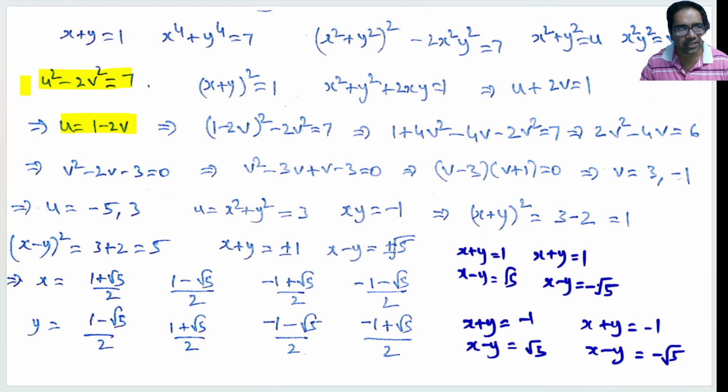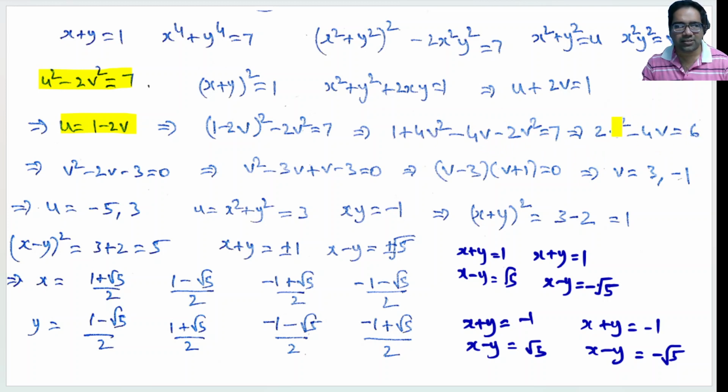Now let's substitute u equals 1 minus 2v into the second equation. u square is (1 minus 2v) square, minus 2v square equals 7. Let's expand this: 1 plus 4v square minus 2 times 2v, which is minus 4v, minus 2v square equals 7. This becomes 4v square minus 2v square, which is 2v square, minus 4v equals 7 minus 1, which is 6.